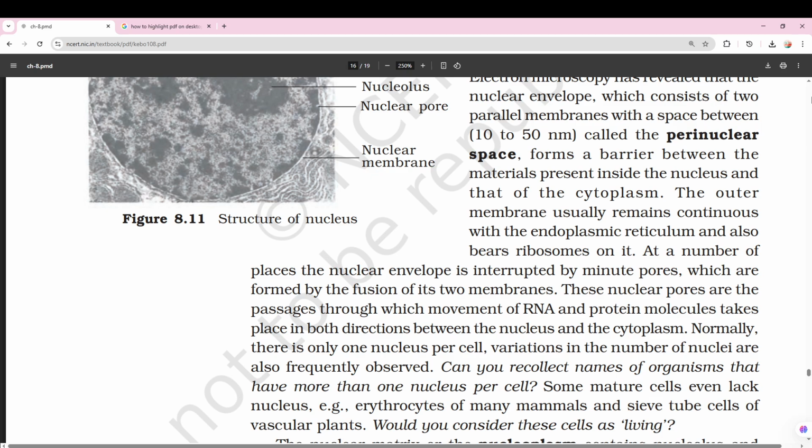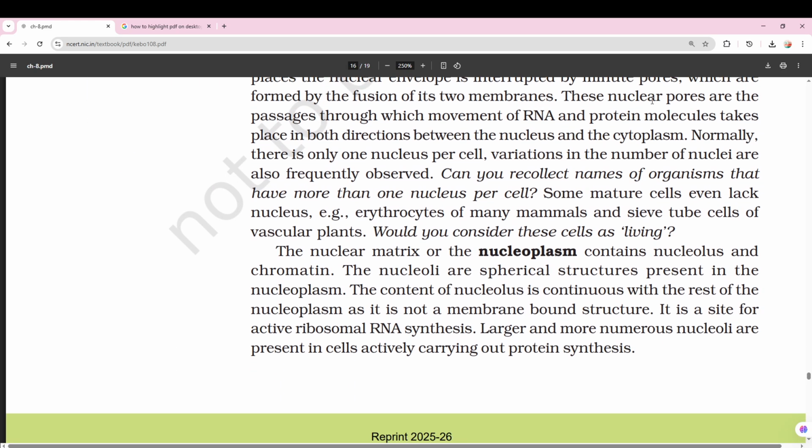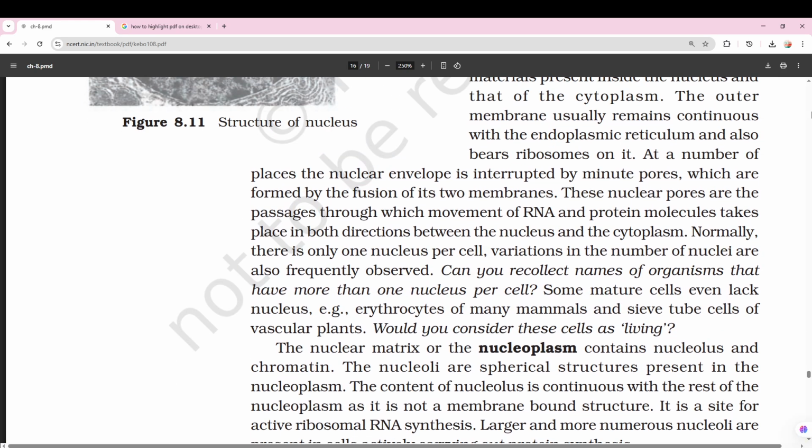At a number of places, the nuclear envelope is interrupted by minute pores, which are formed by the fusion of its two membranes. These nuclear pores are passages through which movement of RNA and protein molecules takes place in both directions between the nucleus and the cytoplasm. Normally, there is only one nucleus per cell.